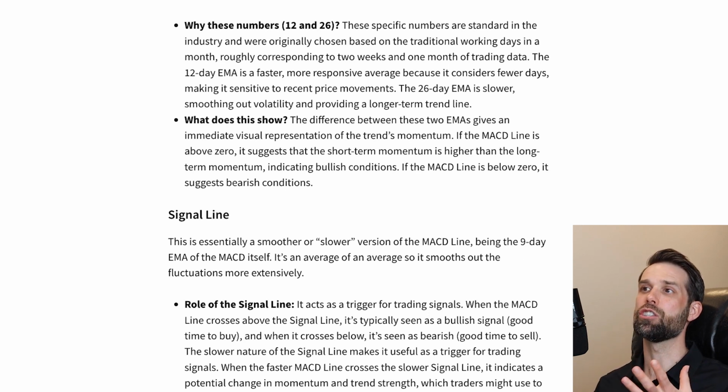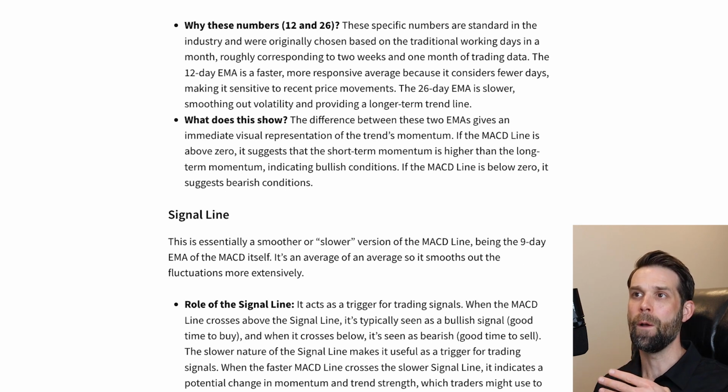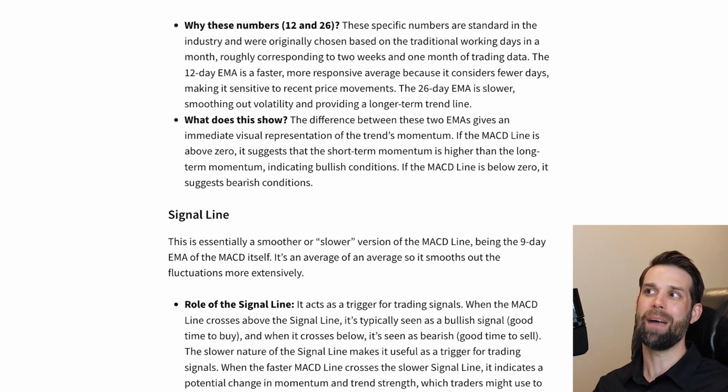So what does this show? Well, the difference between these two gives an immediate visual representation of the trend's momentum. So if the MACD line is above zero, it suggests that the short-term momentum is higher than the long-term momentum.